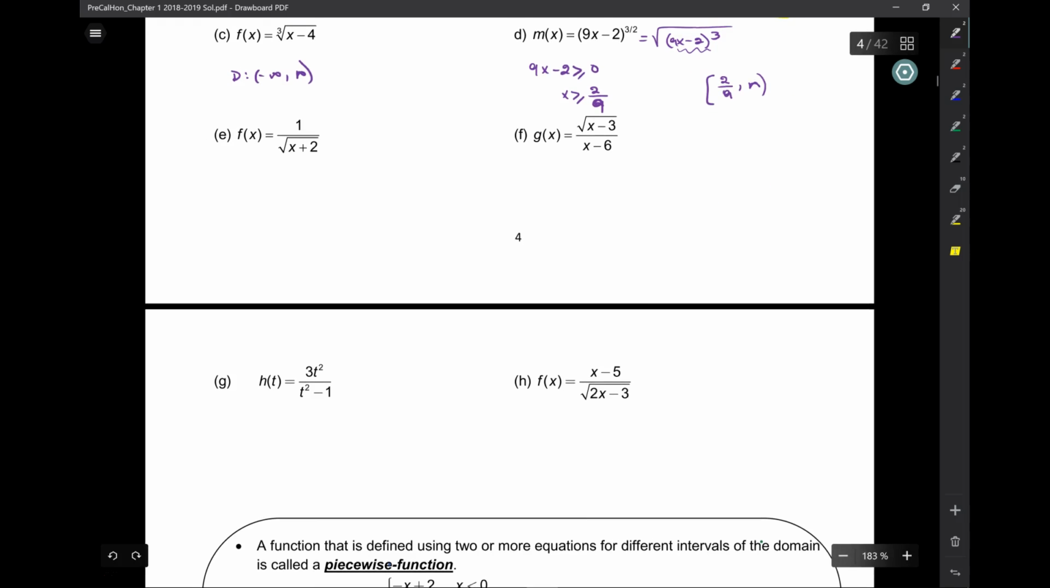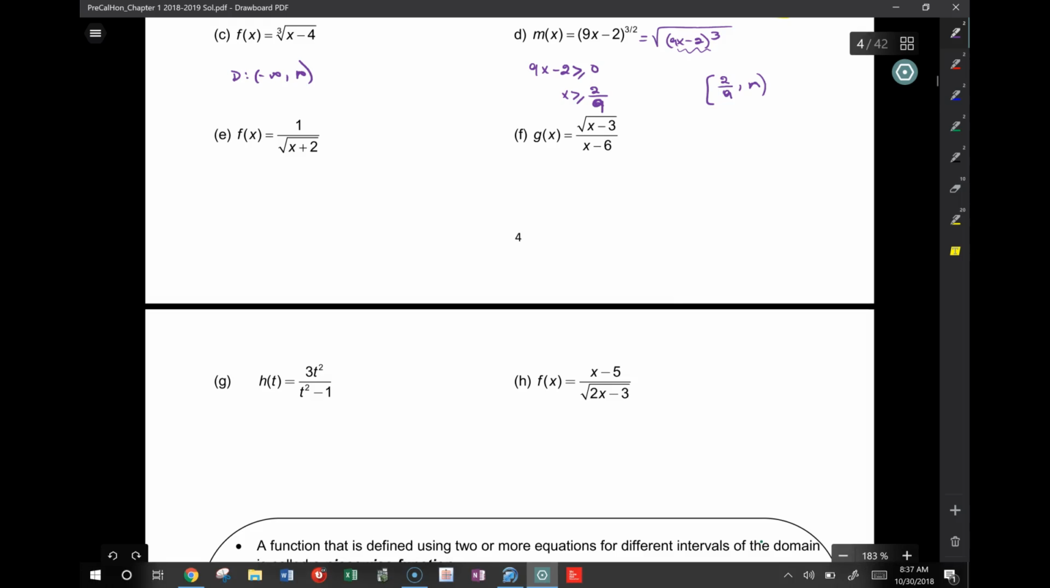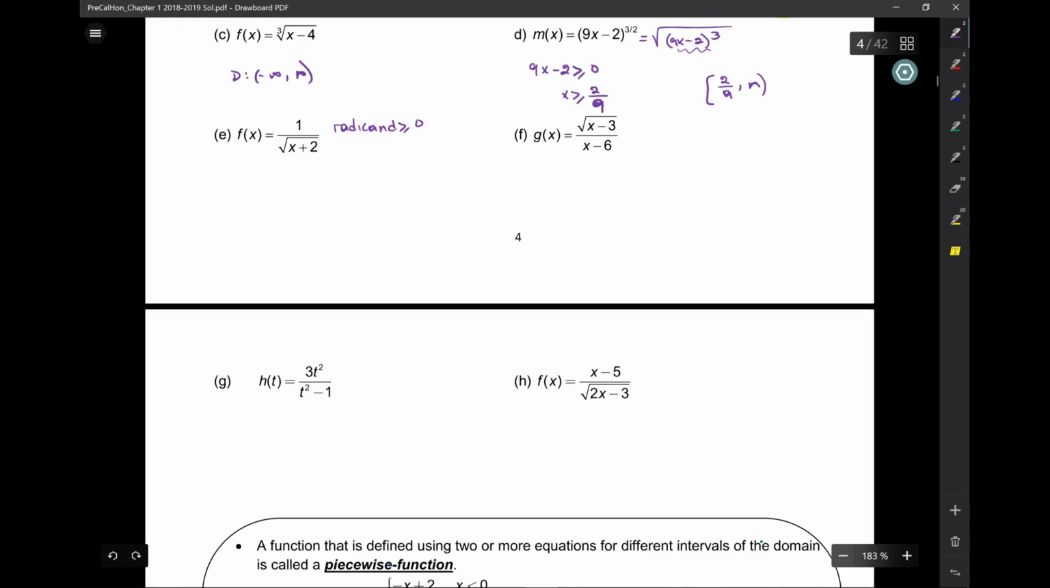Okay, now we're getting to my favorite ones. What's the deal with E here? E's got all sorts of issues. What type of function is E? It's a rational radical. It's not only a rational function, it's a radical function at that. So let's focus on the radical function. The radicand must be greater than or equal to 0. Okay, fine, if it was a radical on its own. But what does the rational function add to it? The denominator can't equal 0.